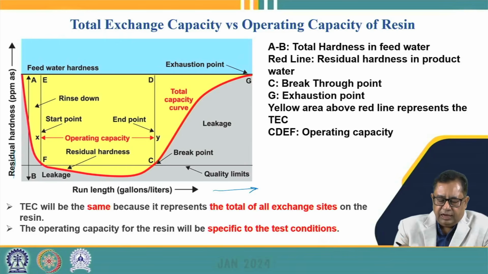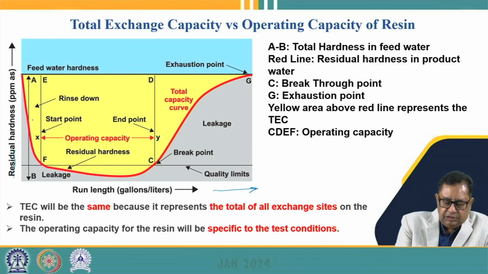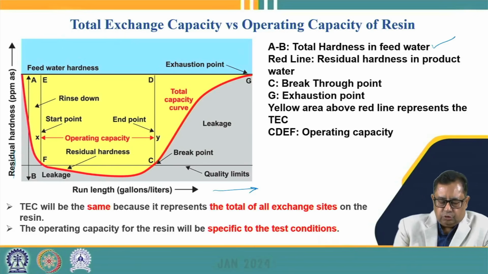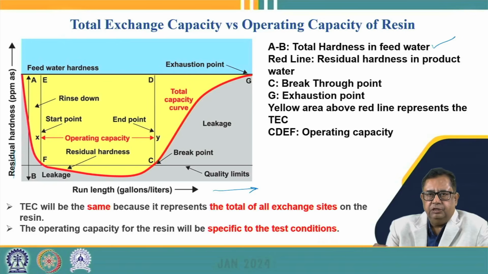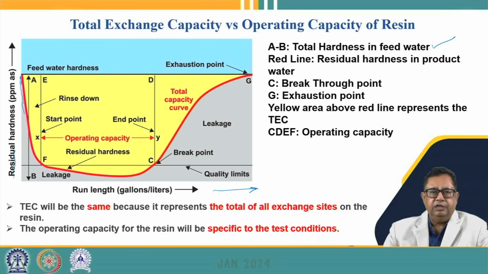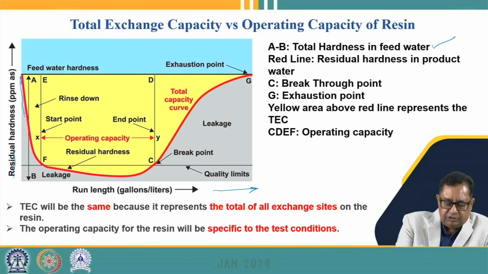So we can see that the total hardness here, A to B, represents the total hardness present in the feed water, that is, the total hardness subjected to the resins. As we feed the water which contains total hardness of A to B, this hardness slowly reduces as the hardness-causing cations are exchanged by the sites present on the resin. It goes down below a point which sets our quality limits.